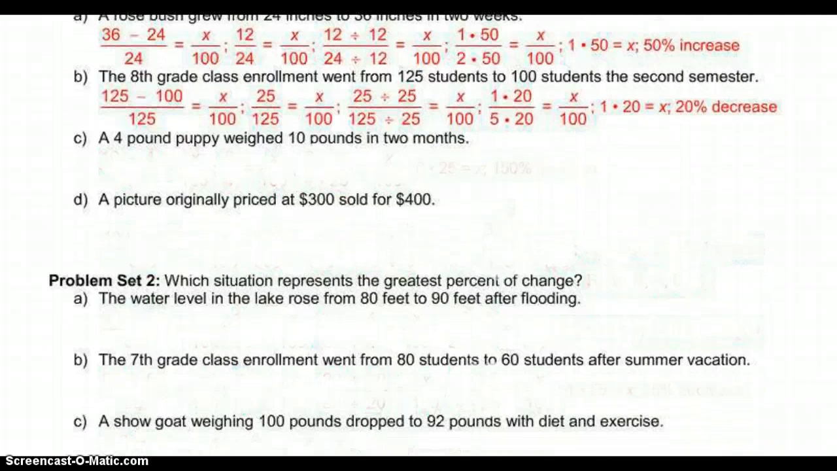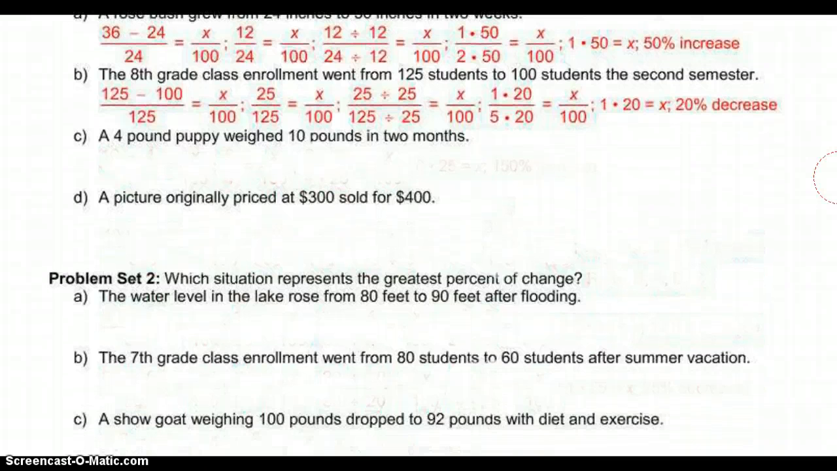Okay. Now, a 4-pound puppy weighed 10 pounds in 2 months. So he began at 4 pounds, and then his weight increased to 10 pounds. So we set it up as 10 minus 4 over 4, which is our original, is equal to x over 100. When we subtract, we'll get 6 over 4 is equal to x over 100.